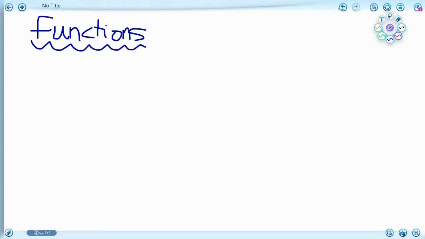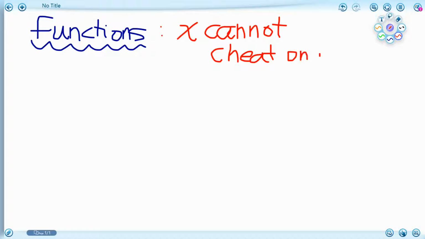I know you guys probably have heard about the strict definitions of functions, but this is my definition of functions. For those of you that do not like my version of it, please refer to your book, and that has a complete, nice, real version of the function. So to me, a function is basically where x cannot cheat on y. X cannot cheat on y. And you're thinking, what are you talking about? What x and what y? Let me get into that in detail right now.